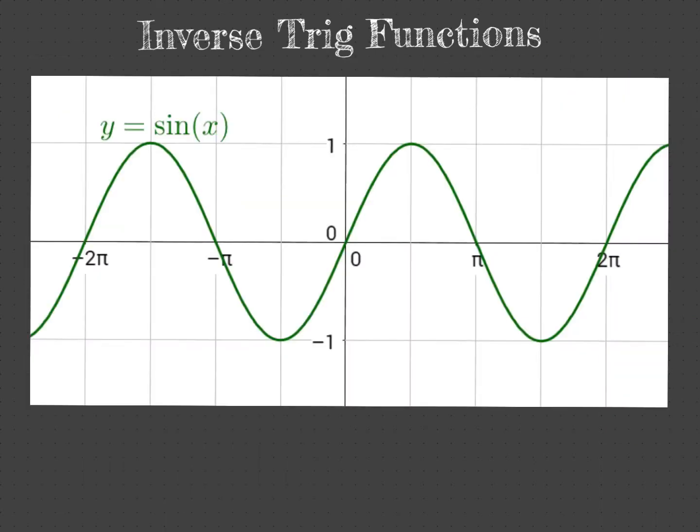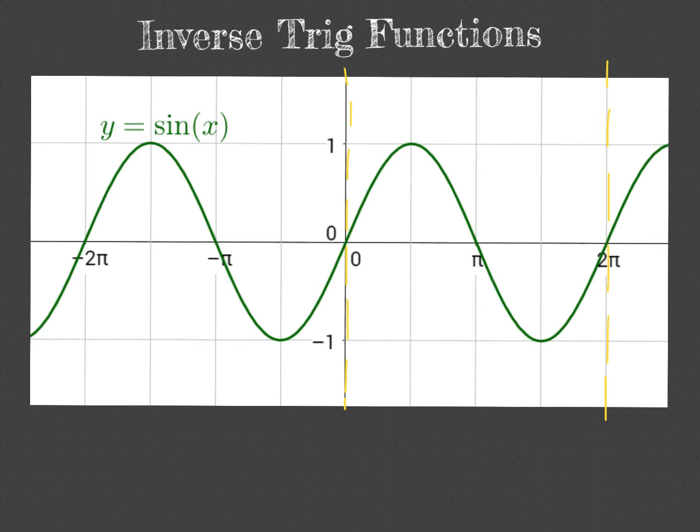Here is the sine curve. Again, it's periodic, it repeats. Let's take a look at one period. One period goes from 0 to 2 pi. The sine of 0 is 0. The sine of pi over 2 is 1. The sine of pi is 0. The sine of 3 pi over 2 is -1. And the sine of 2 pi back to 0. So this is one period.